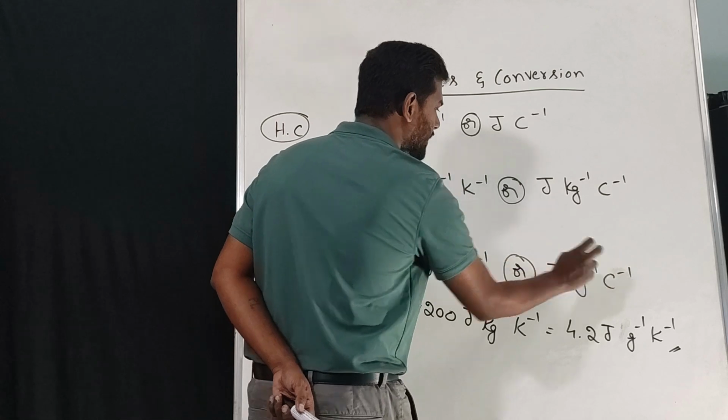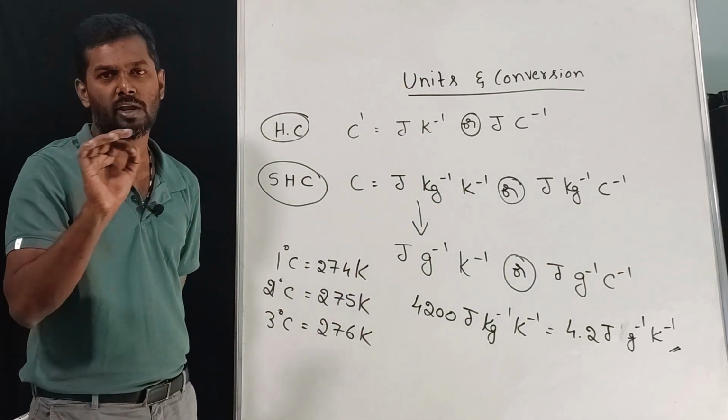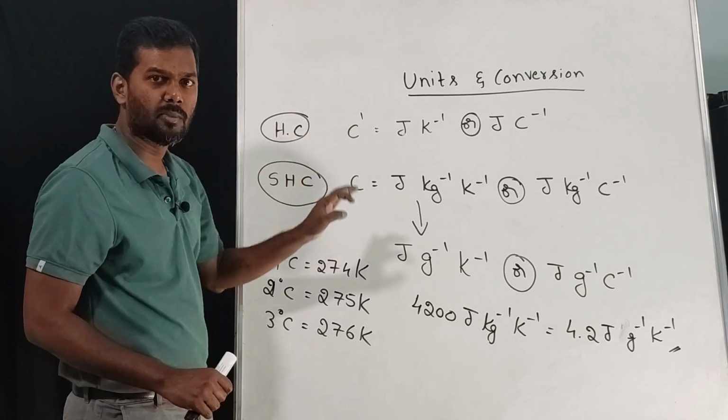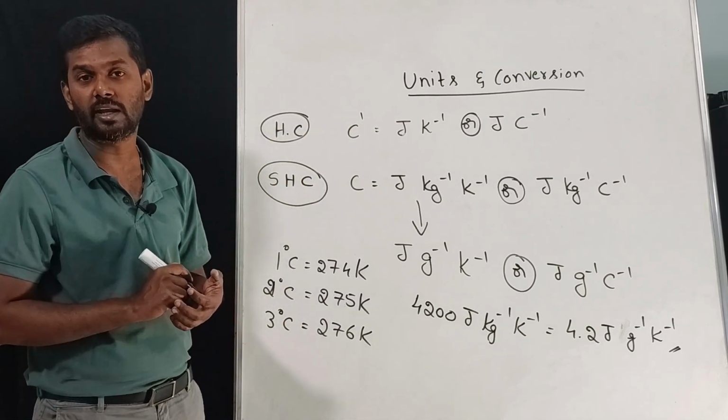Now listen again, joules per gram per Kelvin is equal to joules per gram per centigrade, only Kelvin to centigrade. So if they give you Kelvin or centigrade, don't worry about it. And listen, in the exam sometimes they may not specify whether it is heat capacity or specific heat capacity.